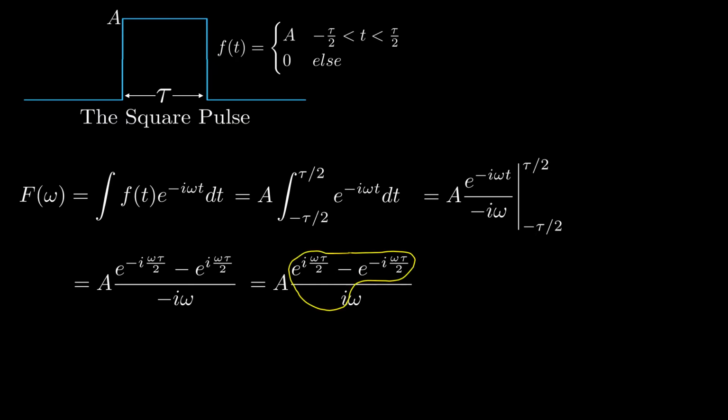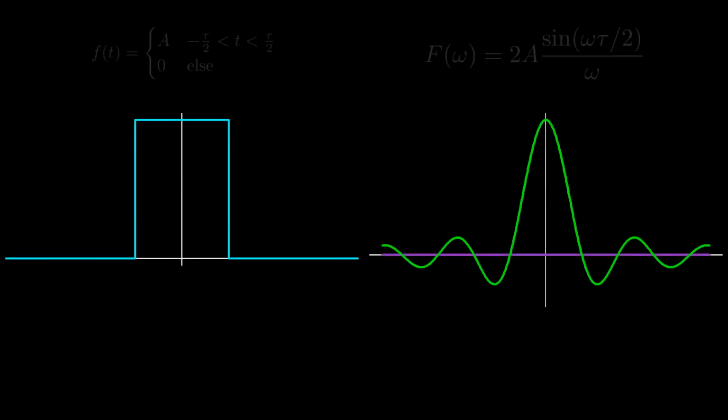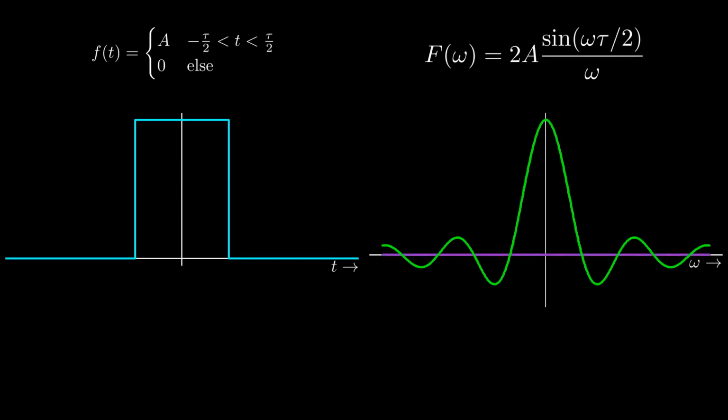Perhaps you recognize this part of the expression from earlier. This is 2 times the sine of omega tau over 2. Plug in sine and we see our function of omega follows sine of omega tau over 2, all divided by omega. And this is a form of the Sinc function, which in its simplest form is sine of x over x. Here's the square pulse and his Fourier buddy, the Sinc function.